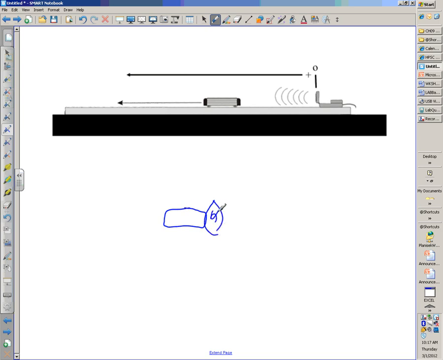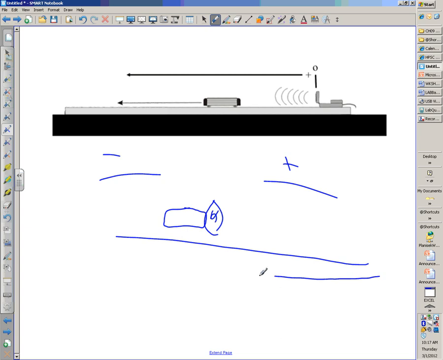Okay, so here's a little motion detector thingy, and going this way. Anything over here is positive, and anything over here is negative. So if it goes this way, the position is going to be negative. No. Because it's coming towards it, the position is still positive.